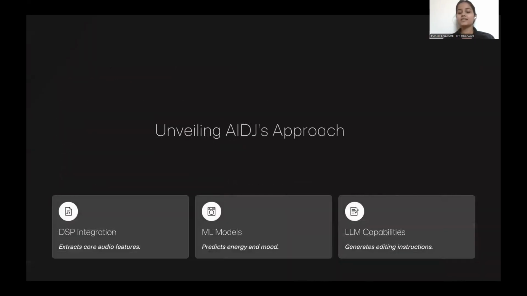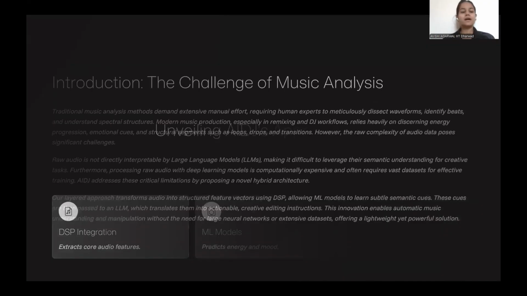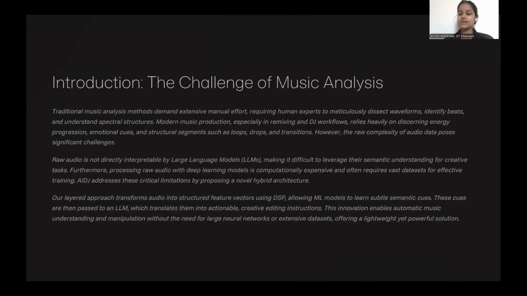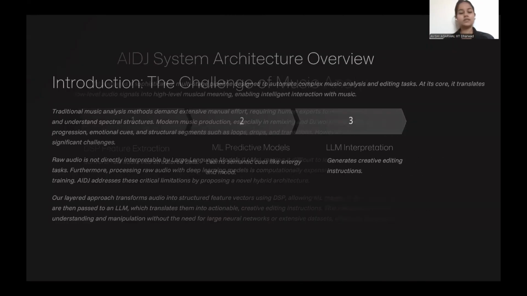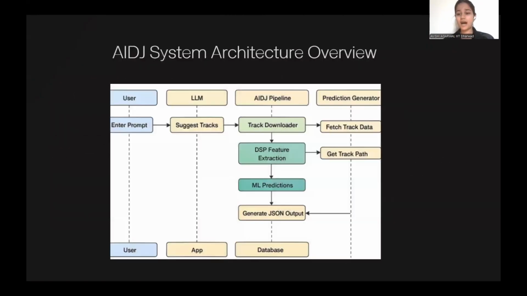Moving on to the AI-DJ approach, where we have a three-layer system having DSP integration, ML models, and LLM capabilities, which we'll dive into. This introduction gives us an idea about how our hybrid system solves the problem. Basically, the DSP turns the audio into meaningful features, ML turns features into semantic labels, and LLM turns labels into editing instructions.